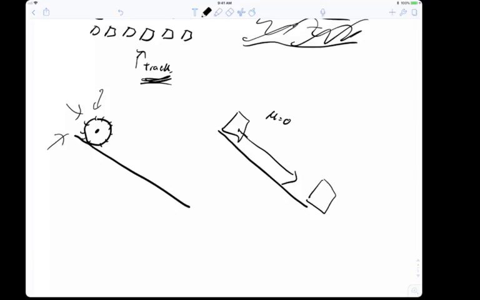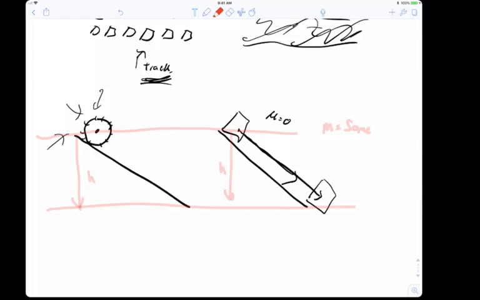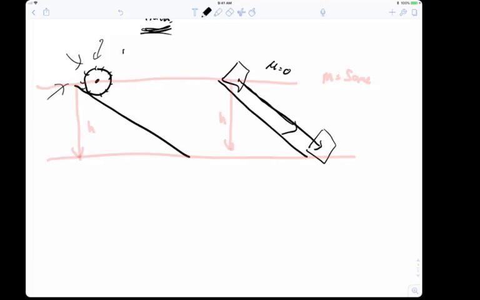When this guy gets to the bottom, in both cases, let's say both have the same mass and the same change in height, h. In both cases, they start with v equal to zero. In both cases, they start with potential energy. So initially, the gravitational potential energy is going to be mass times gravity times h, GPE plus KE. In this case, mgh. They both have the same amount of energy, and they both start out with no kinetic energy.